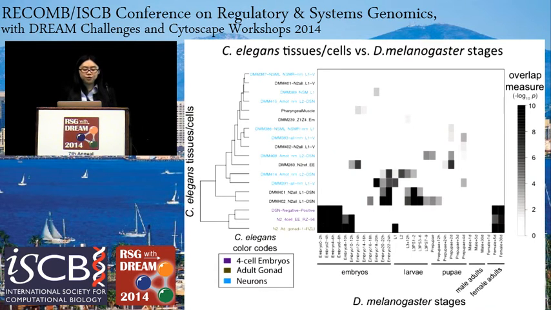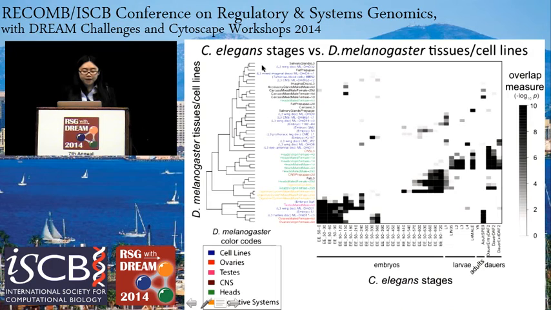So moreover, I'll just go quickly about the other results we have here. By comparing the worm tissue cells to fly stages, what we found is that the worm 4-cell embryos and adult gonads are mapped to fly early embryonic stages and female adult stages. And by comparing the worm stages to fly tissue cells, we see that there are fly adult gonads and fly cell lines mapping to worm early stages and worm adult.